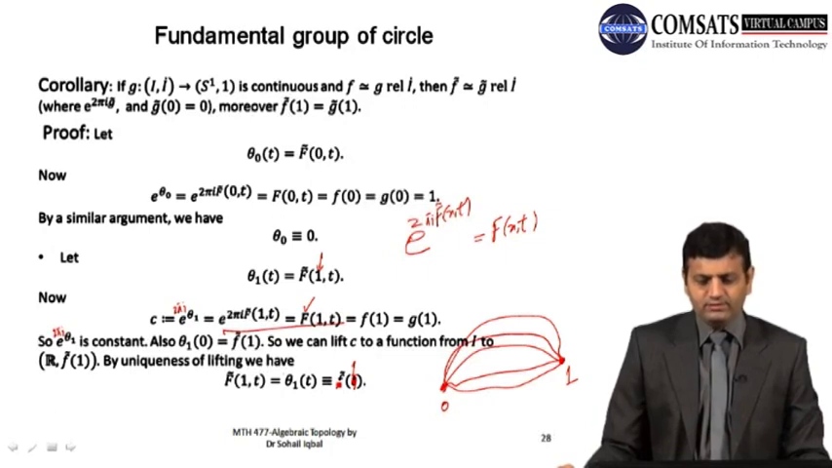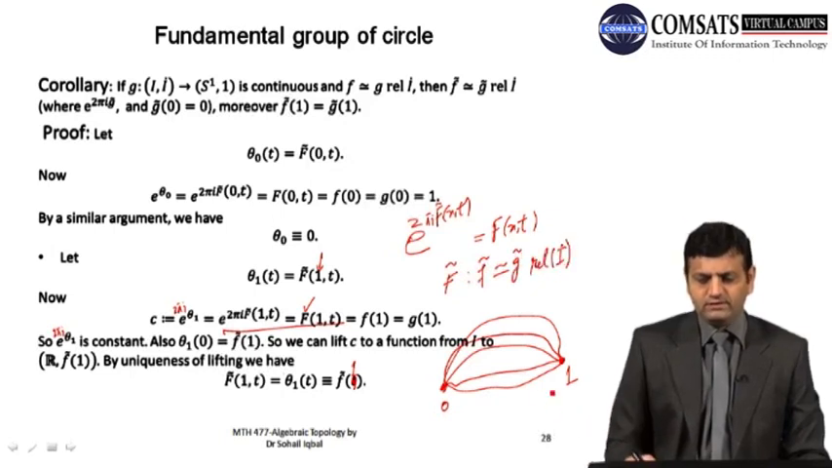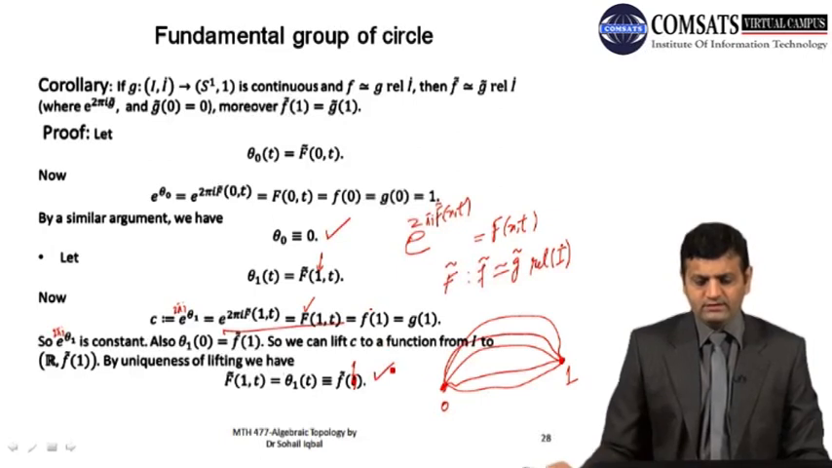So that proves that this F tilde is a homotopy of f tilde and g tilde, and it's a relative homotopy with respect to the endpoints, and that's why we had to prove that theta naught is 0 and theta 1 is f tilde of 1.